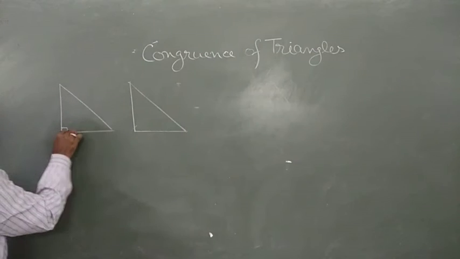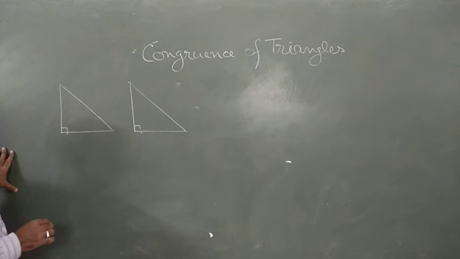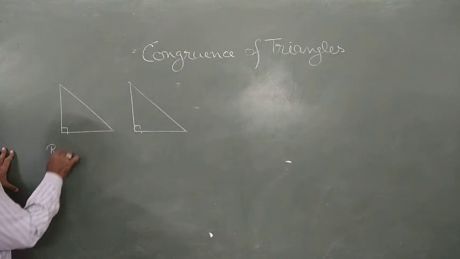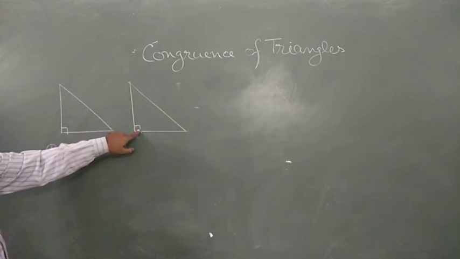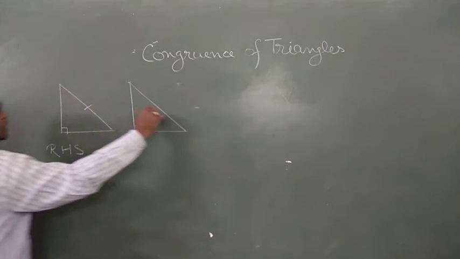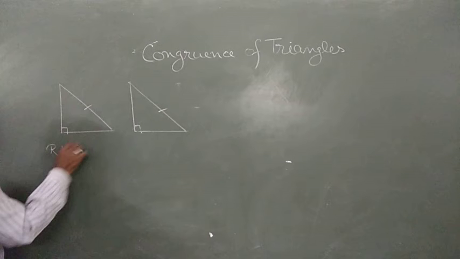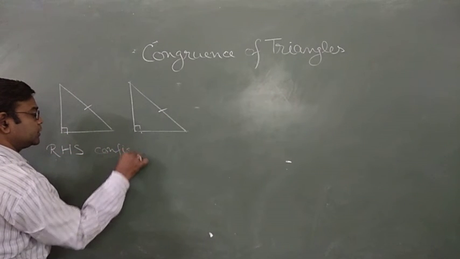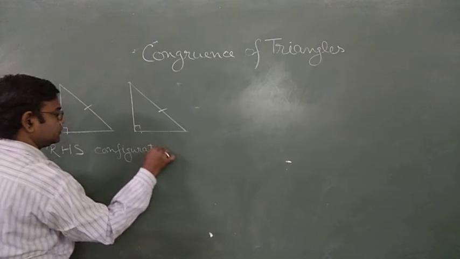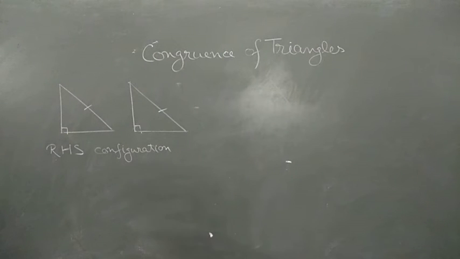Suppose there are two triangles having right angles. So if it's an RHS property, it means one right angle is common, one hypotenuse is equal to each other, and any one of the base or height is equal, then we can use the RHS configuration. I forgot to mention this at the start of the video. Please ignore this one and try to solve this question.